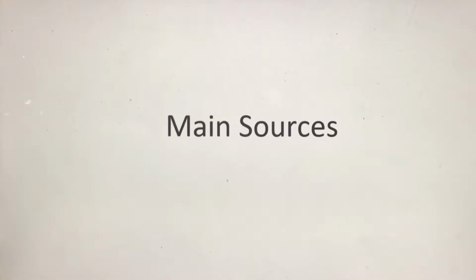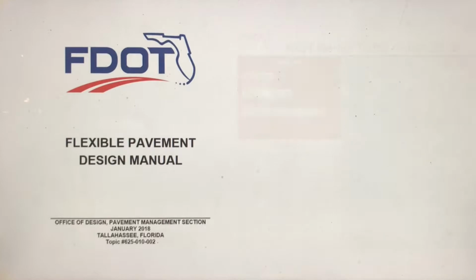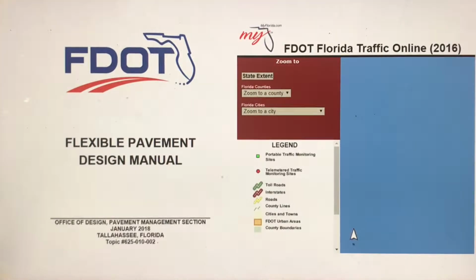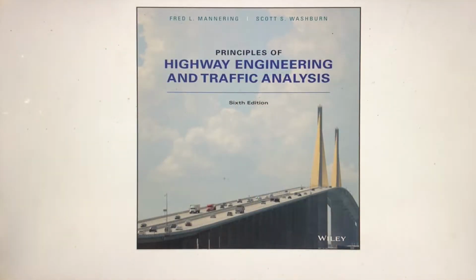The main sources we use to complete this project are the FDOT Flexible Pavement Design Manual, the FDOT Geospatial Map, and the Principles of Highway Engineering and Traffic Analysis 6th edition.